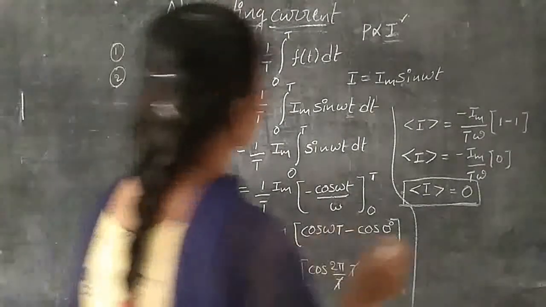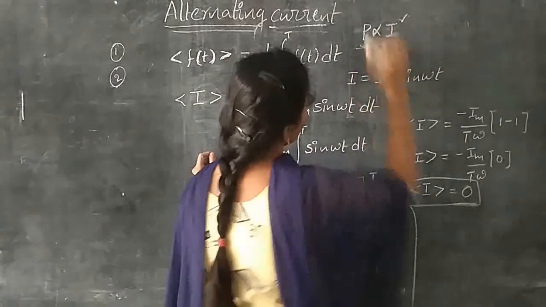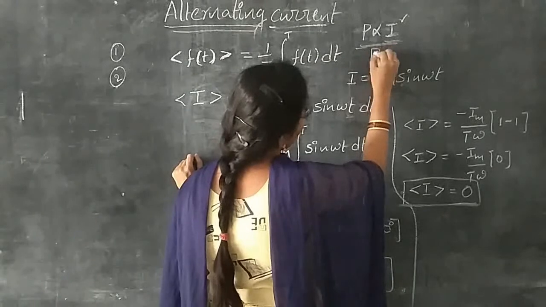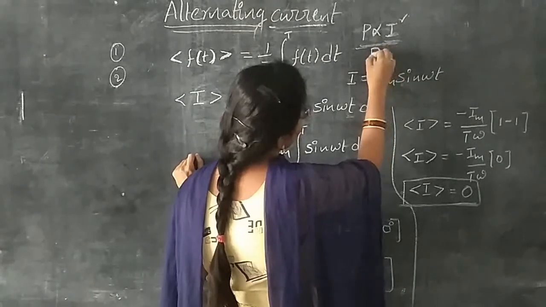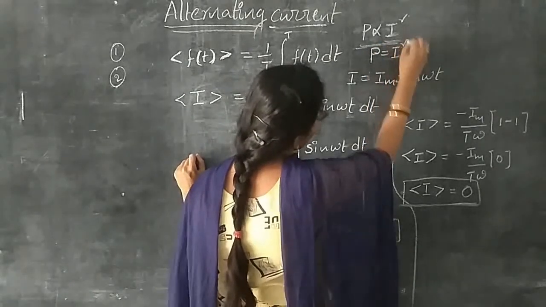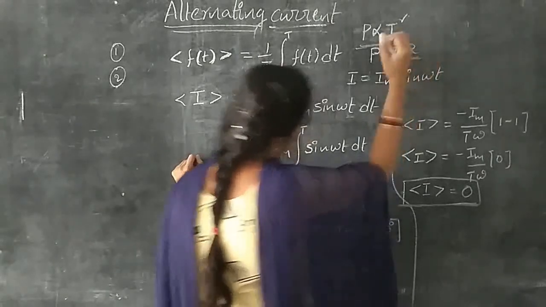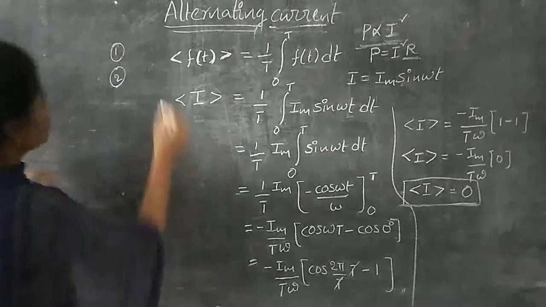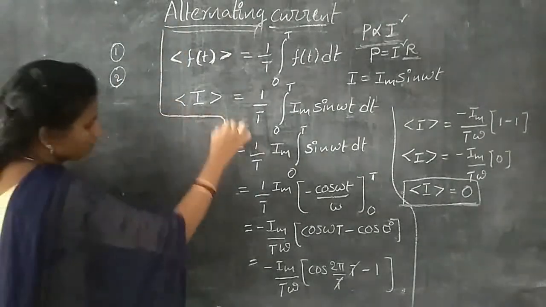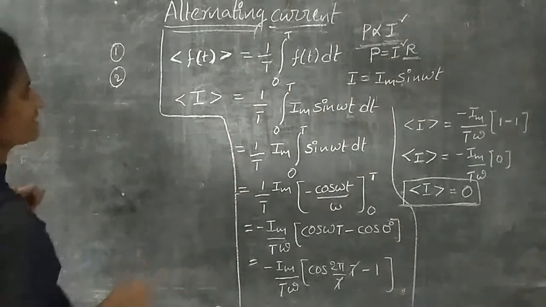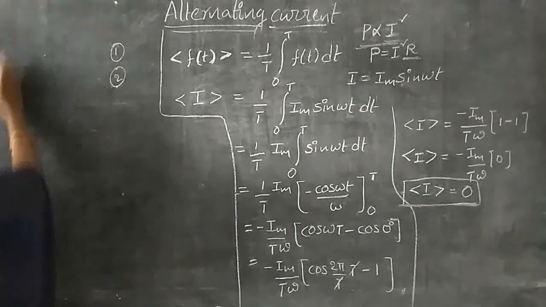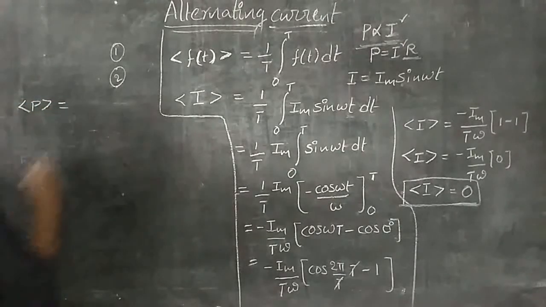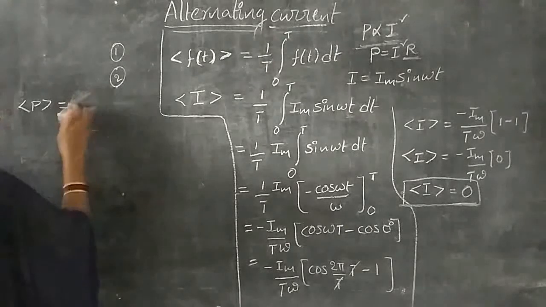According to Joule's law, P is directly proportional to I square. Whenever we remove proportionality, we must add a proportionality constant, that is nothing but R, resistance. So P equals I square R. From this, what is the power? Average power is equal to I square R.